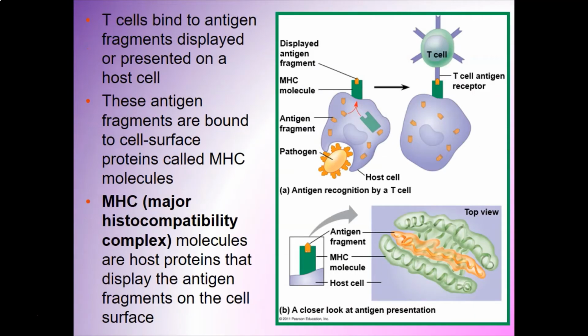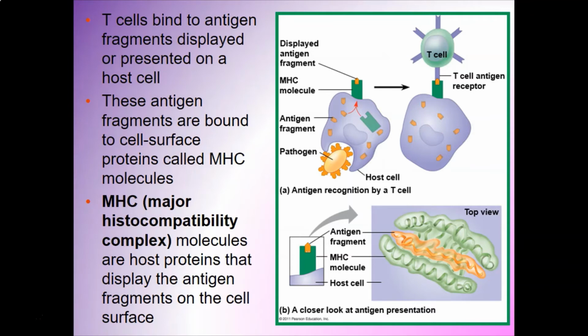The T cells bind to the antigen fragments displayed or presented on a host cell, so the T cells are looking for you to teach them what they're looking for here. These antigen fragments are bound to cell surface proteins called MHC molecules, or major histocompatibility complex molecules, and these are host proteins that display the antigen fragments on the cell's surface. Pretty neat. So a T cell floats around with its antigen receptors, looking for your different white blood cells to show them, hey, take a look at this little antigen I have here. This is a guy I ingested, and I'm trying to show you who the bad guy is.